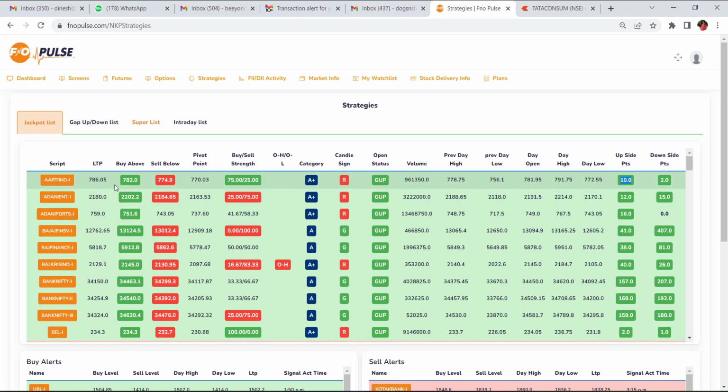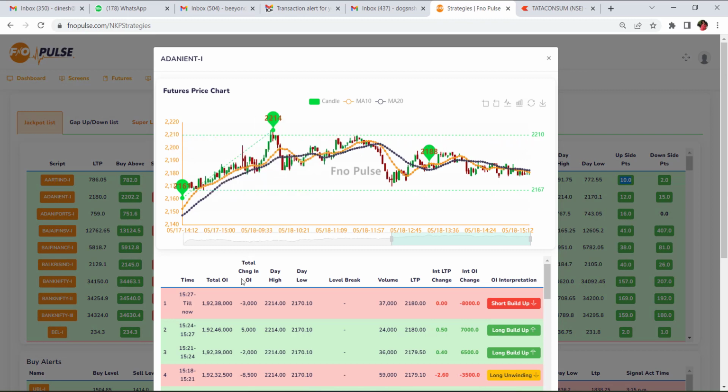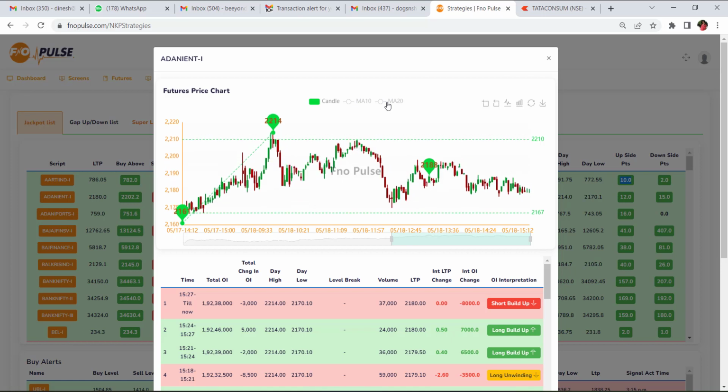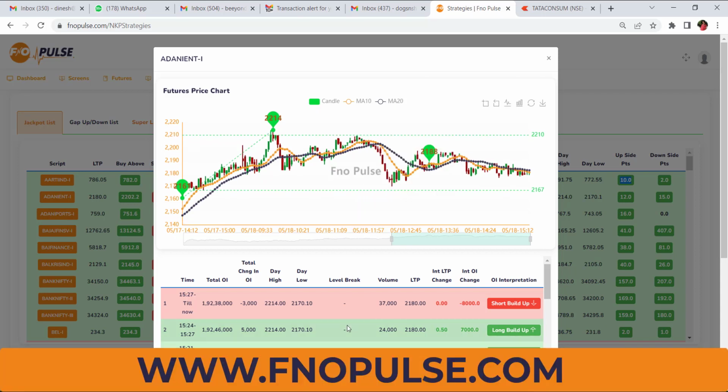Let's see one by one. Let's see Adani Enterprises. This gave 12 points. In Adani Enterprises, you can see the stocks here. If you want to see only the candles, you can remove the moving average 10 and moving average 20, and display only the candles here. Like that, you can customize your chart and watch things here.